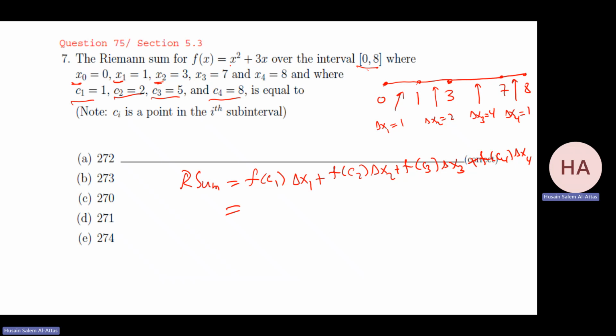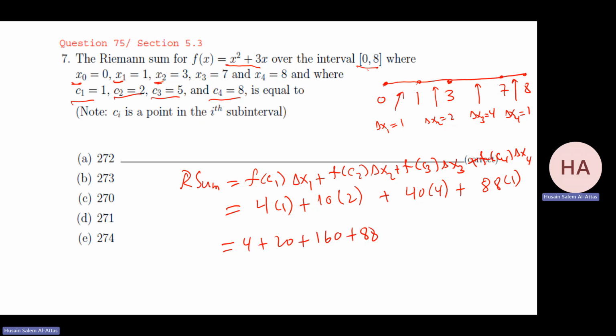What is f of c1? f of 1, plug it here, it will be 1 plus 3, 4. Delta x1 is 1. f of c2, c2 is 2. Plug it here, 4 plus 10. Delta x2 is 2. f of c3, 5. 5 squared, 25, plus 15, 40 times 4. f of c4, 8. 8 squared is 64. 64 plus 24, that will be 88 times 1. Do the calculation. Now it's 4 plus 20 plus 160 plus 88. It's 92 plus 180, which would be 272, which is this.